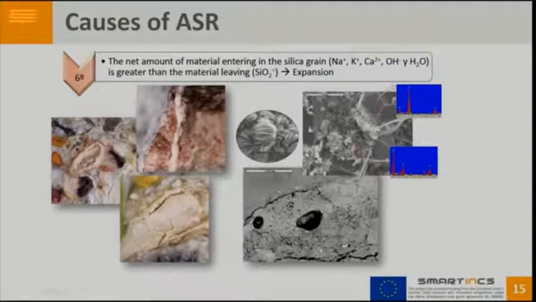Here we can see a backscattering electron microscopy image, and in this case we have a lot of gels, cracked gels in the interface of the aggregate, that is this gray part, and the cement paste. Usually the voids are completely filled by the gels.